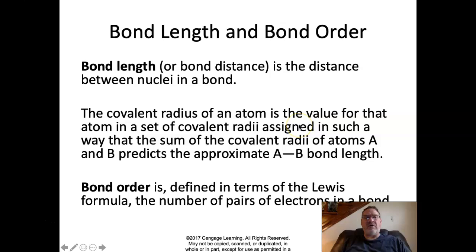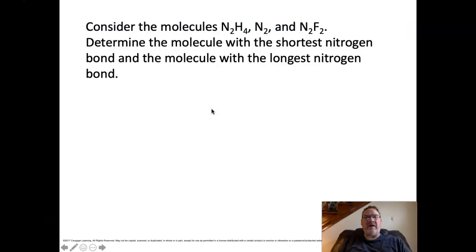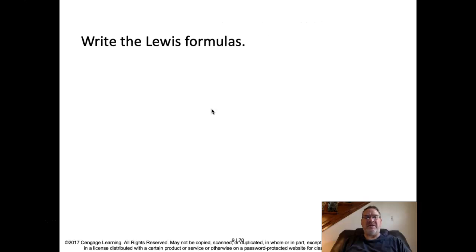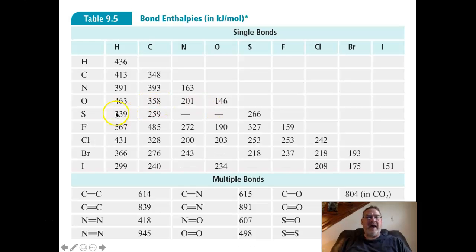Bond length, bond order, look at the definitions for each one. With bond length, it's a math. Pick your two atoms, add the radii together. There's your length of the bond. Single bonds are always the longest. Triple bonds are always going to be the shortest. Bond energy, how much energy does it take to break that bond? And again, it's a math. Find your two atoms and just take that number.